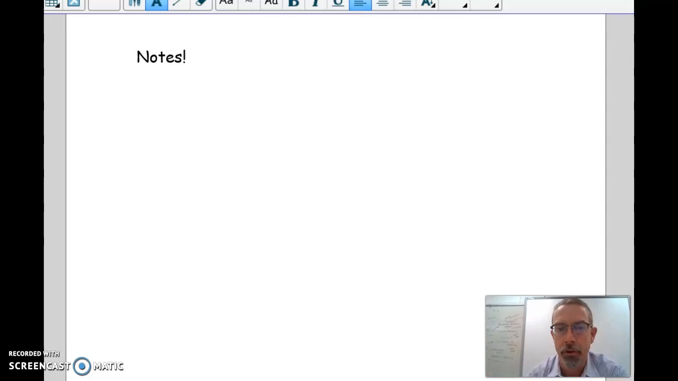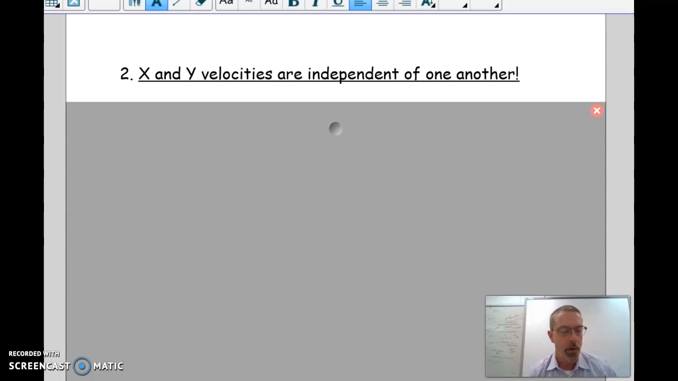So, the one thing to understand if I launch a projectile horizontally is that my x and my y velocities are going to be independent of one another. They bear no relationship to each other. One will have no impact on the other, as we're going to see.